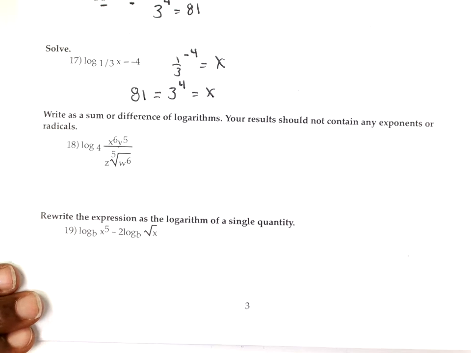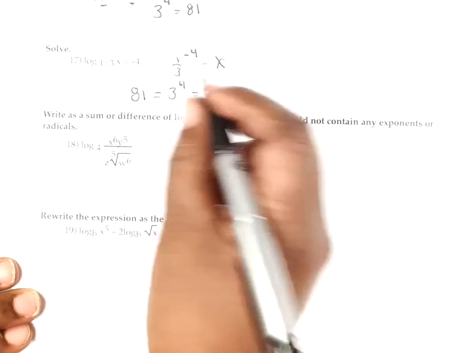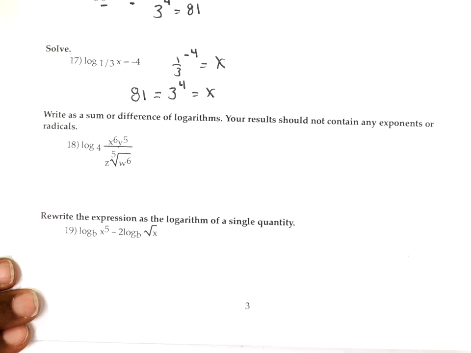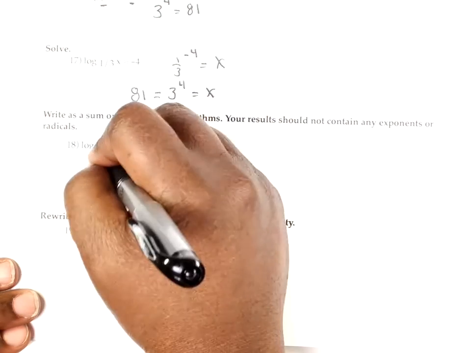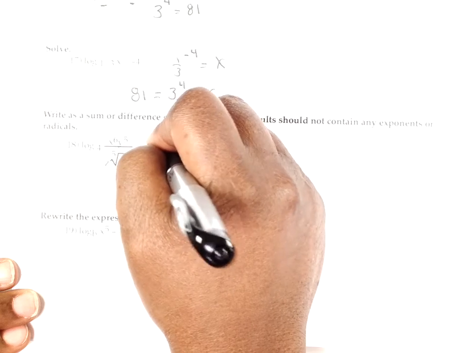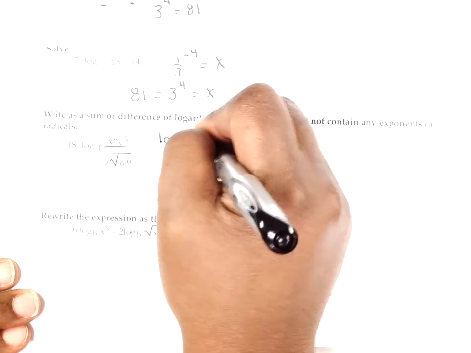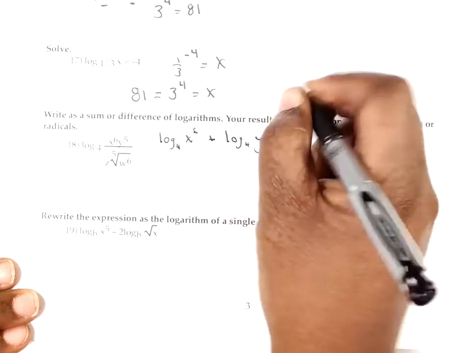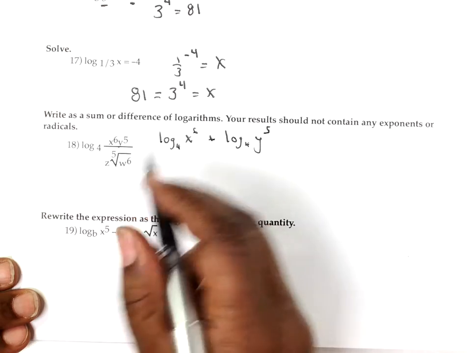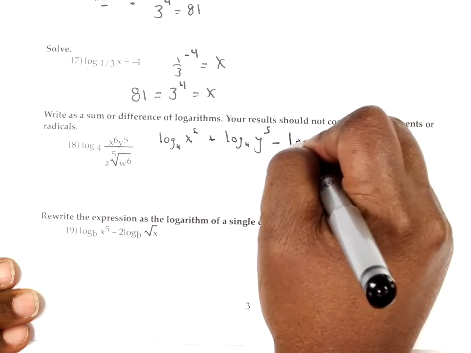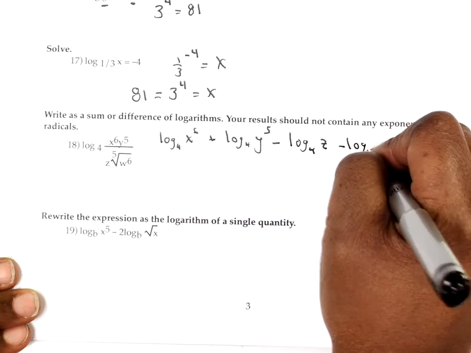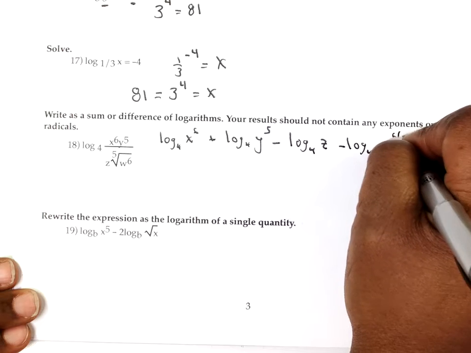We want to write this as the sum or difference of logarithms. So I'm going to expand it all the way out. You shouldn't have any exponents, radicals, so all we can have is the coefficients in front. So starting with the top, I have log base 4 of x to the 6 plus log base 4 of y to the 5th. And then this stuff down the bottom, there has to be a subtraction. So log base 4 of z minus log base 4 of w to the 6/5 power.